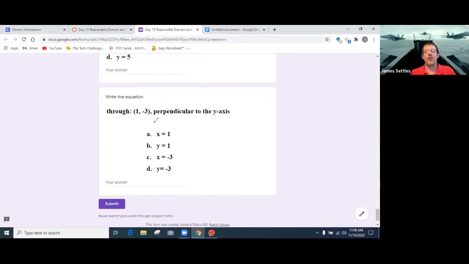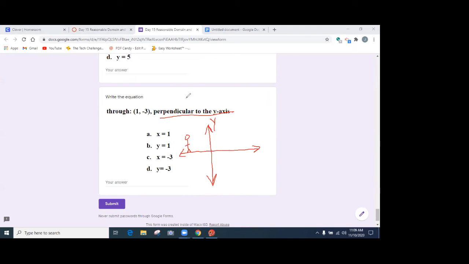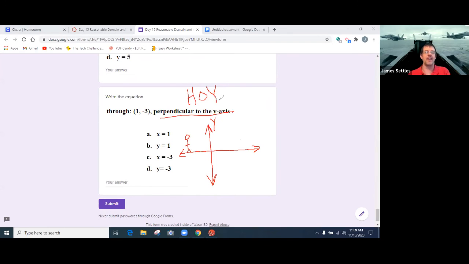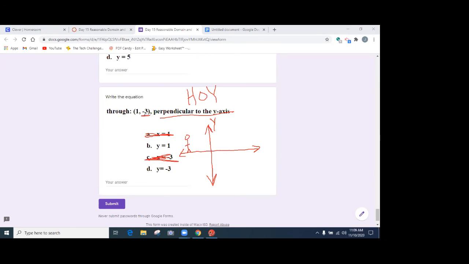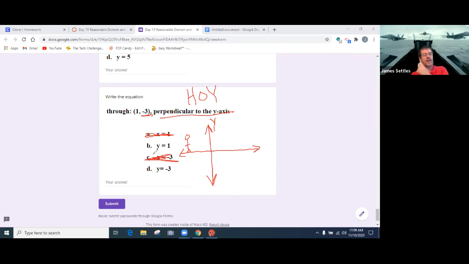All right. So perpendicular to the y-axis. So here's the y-axis. Perpendicular now crosses this and forms a 90-degree angle. So this is my new line. Once again, what's the slope of this line right here? 0. So this is Hoy. Once again, it connects to the Y. It's everything Y. So no X's. How do I know which one? D. It connects with the Y coordinate. The answer is D. And we are done. You guys did awesome.